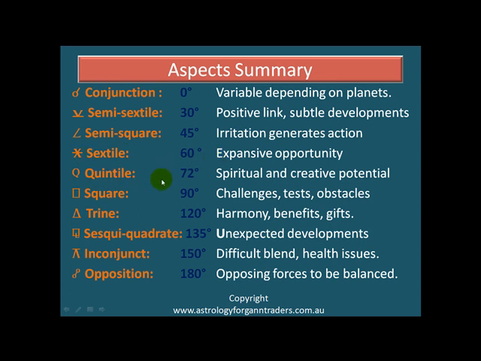The quintile is 72 degrees, spiritual and creative potential. The square is 90 degrees and challenges, tests and obstacles. The trine is 120 degrees, harmony, benefits and gifts. The sesquiquadrate is 135, it's unexpected developments. The inconjunct is 150, it's a difficult blend, health issues. The opposition is 180 degrees, so it's opposing forces to be balanced.